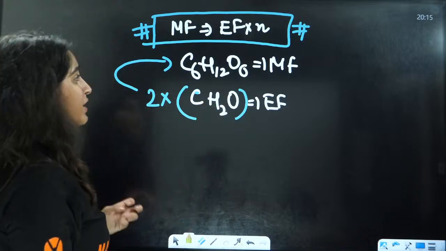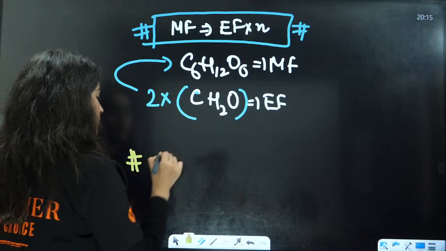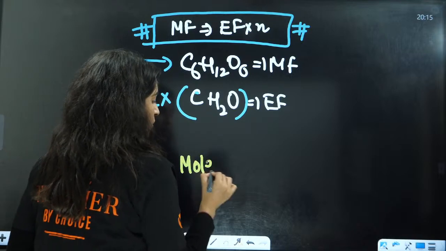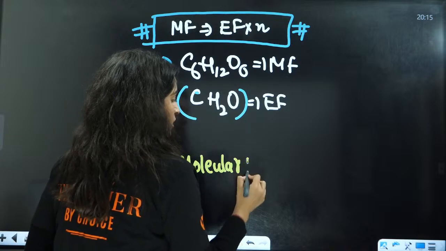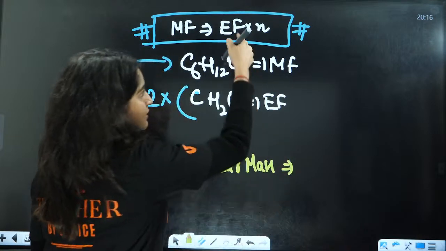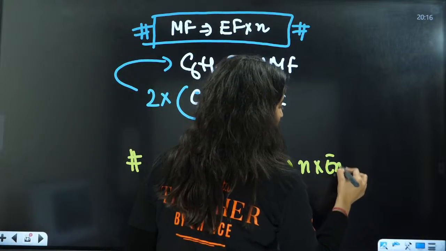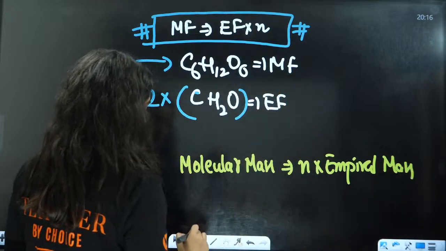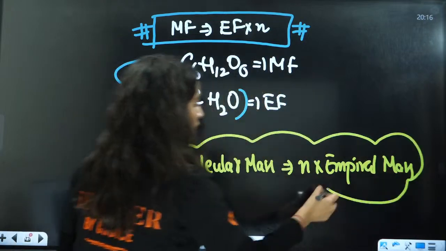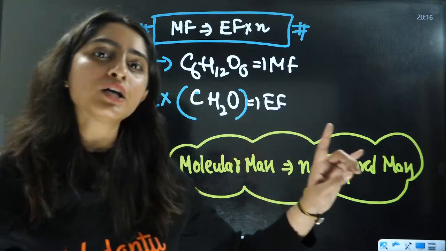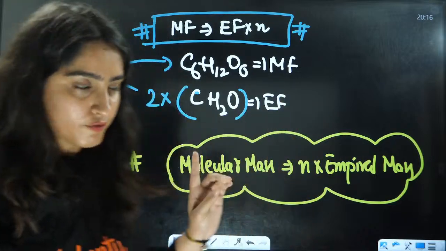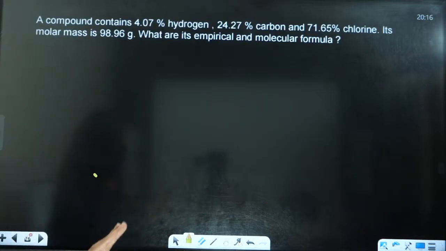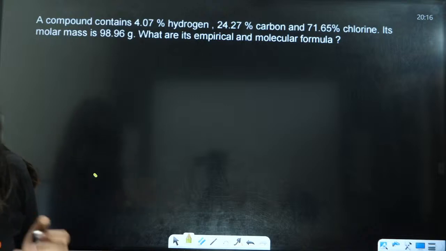The third formula is, if we calculate the molecular mass here, the molecular mass is equal to this n multiplied by the empirical mass. If you know these formulas, you will be able to calculate the empirical formula here, right? So how will the questions be given? Let us try to solve this, okay?